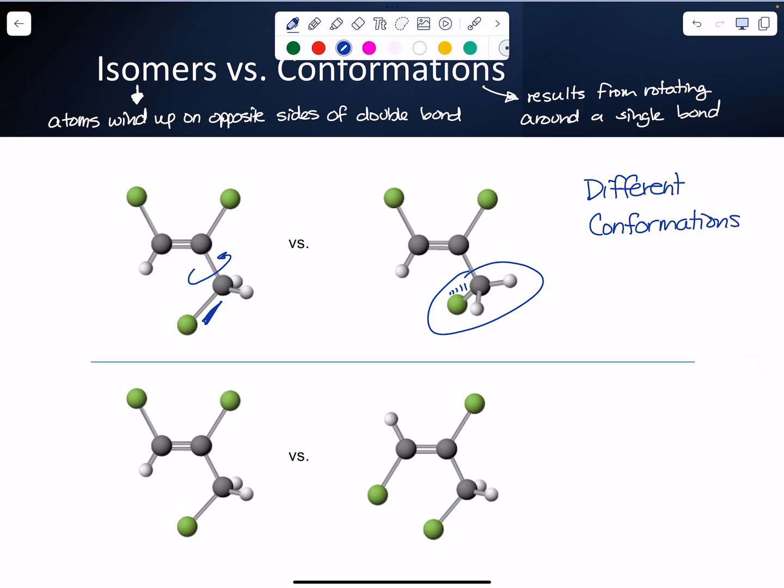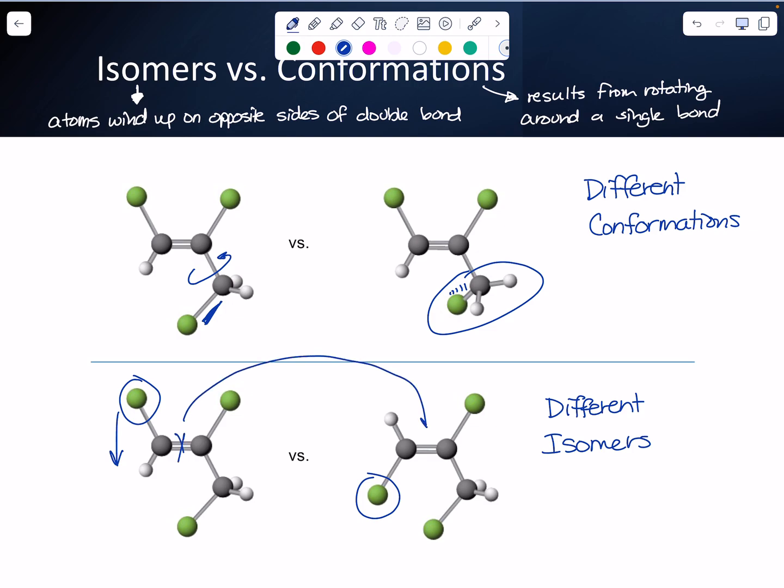Which means this one is the different isomers. In this case, we have the green atom on the bottom versus the green atom on the top. To move this down to here, you have to break that bond and then reform it. Break, rotate, reform the double bond. Those are the three steps you need going between different isomers, okay?